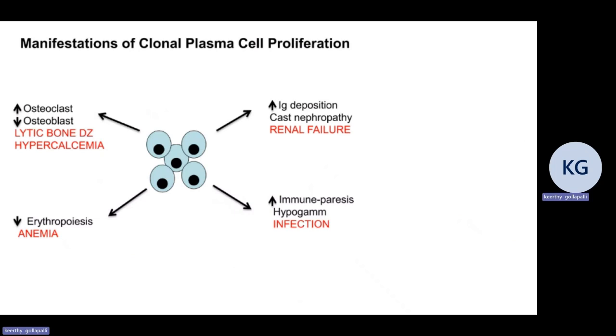Next, as I told you, you have lytic lesions and hypercalcemia, and this IgG is getting deposited in the kidney, causing renal failure, and is proliferating in your bone marrow and suppressing your erythropoiesis, leading to anemia. And you have non-functional immunoglobulins leading to infections.